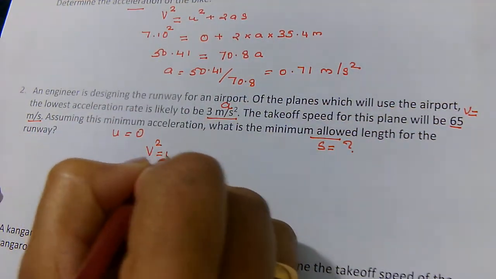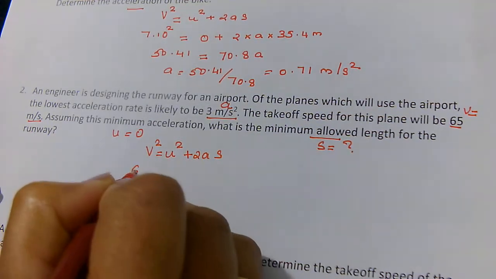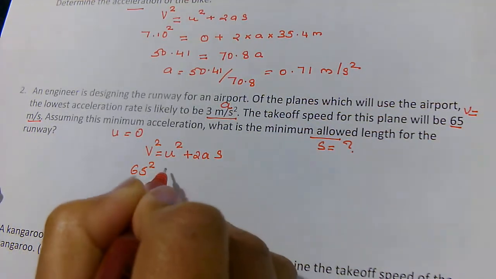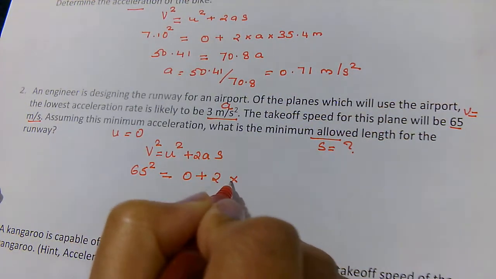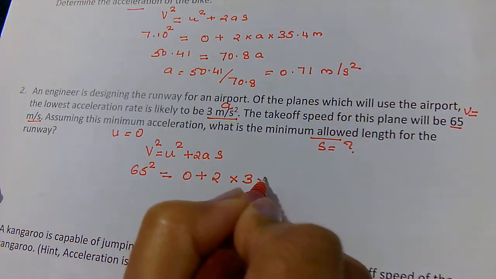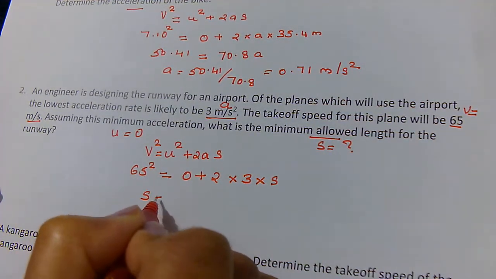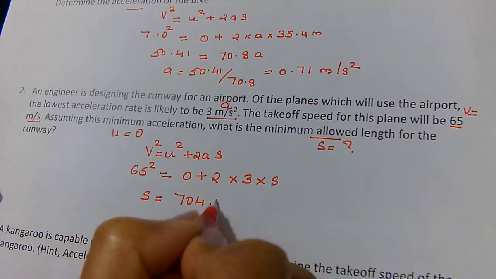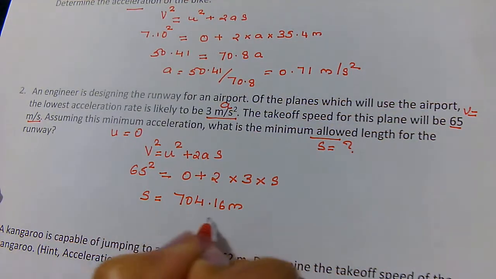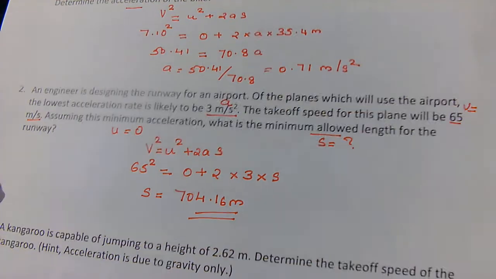So v squared equals u squared plus 2as again. v is 65, squared, is equal to 0 plus 2 times a, which is 3, times s, which you need to find. So if you rearrange, you will get s as 704.16 meters. Don't forget the units. Okay, moving on to the next one.